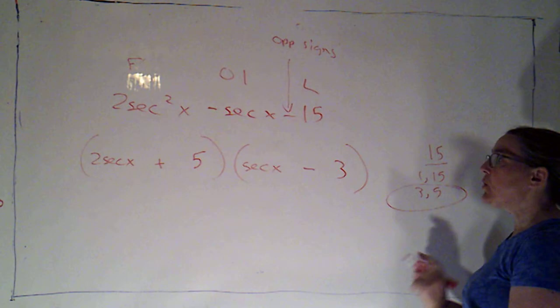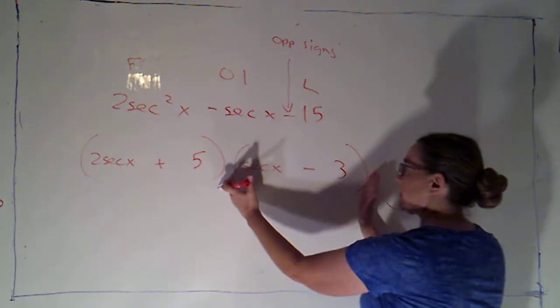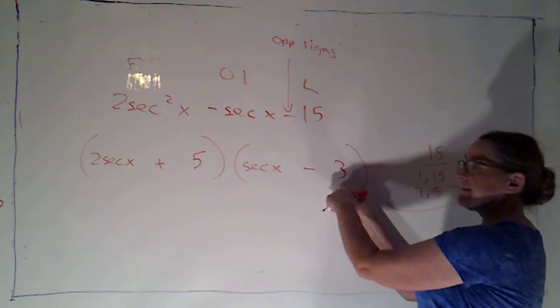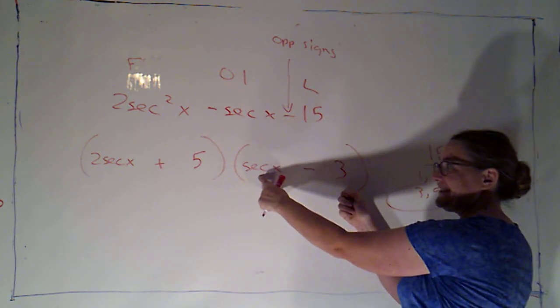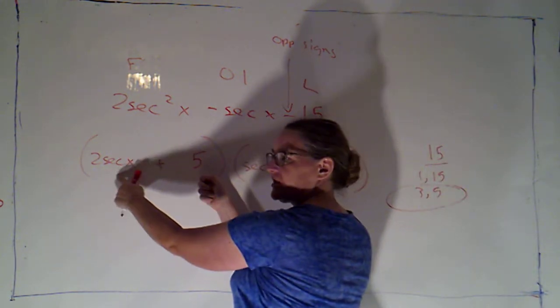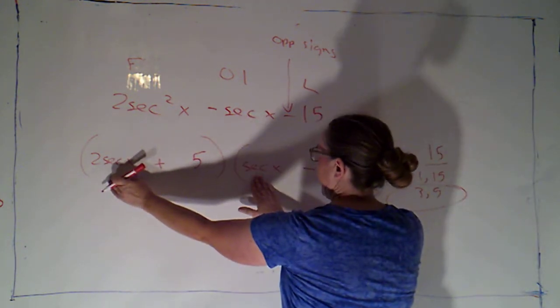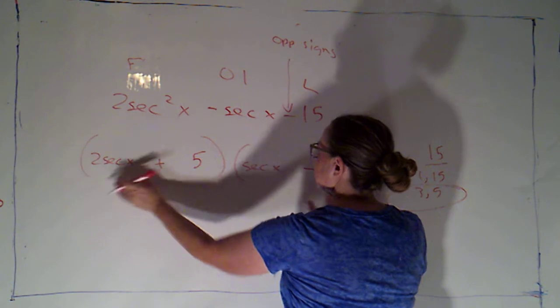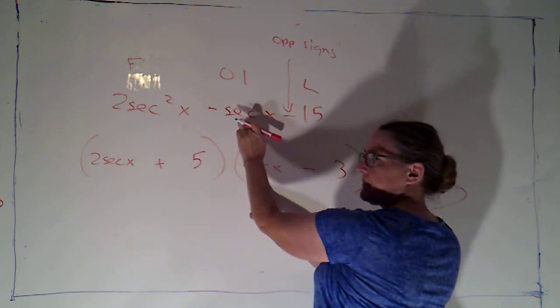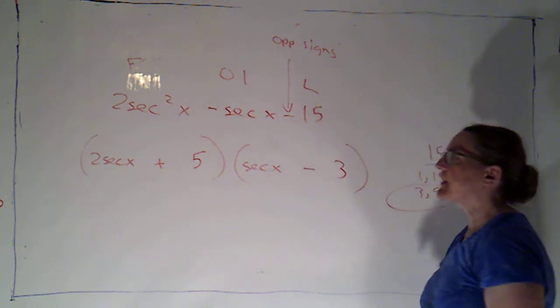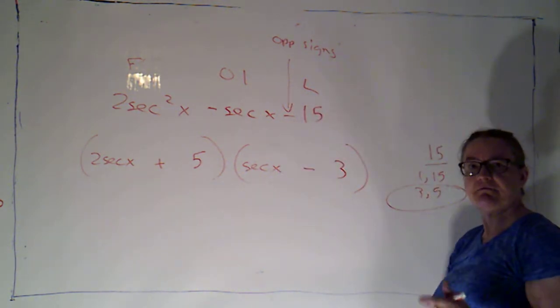Notice here, it doesn't matter whether I write this factor second or first, but it does matter that the negative 3 goes with the 1 secant and the 5 goes with the 2 secant. Let's just double check. 2 secant squared minus 6 secant plus 5 secant is minus secant. Minus 15. Excellent. So we've successfully factored.